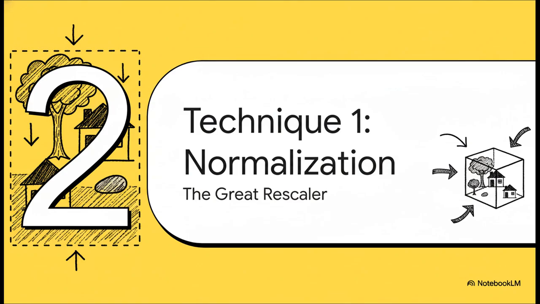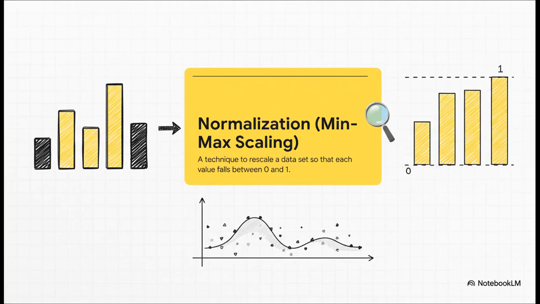First up in the ring, we have normalization. I like to call this one the great rescaler. Why? Because its whole strategy is to take every single data point and shrink it down to fit inside a nice, predictable little box. The more technical term for this is min-max scaling, and it does exactly what it sounds like. It's a technique that rescales all of your numbers so that every single value gets transformed into a new value somewhere between 0 and 1.